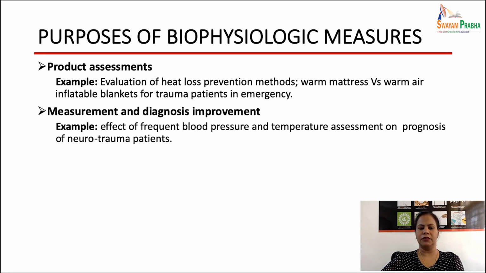The example I am giving here is the effect of frequent blood pressure and temperature assessments on the prognosis of neurotrauma patients. We all know that in neurotrauma patients, blood pressure and temperature have to be maintained, otherwise the intracranial pressure can go up. We can do a study showing that if we do frequent blood pressure and temperature assessments, then based upon those assessments timely treatment can be given, and it can result in a better prognosis of the neurotrauma patient. So this is one example where biophysiological measurements can really be of good use to improve clinical outcomes in patients.